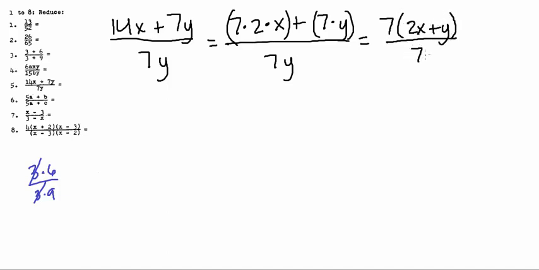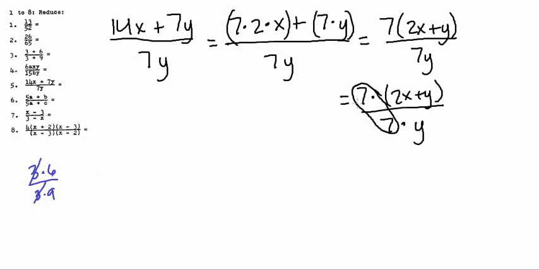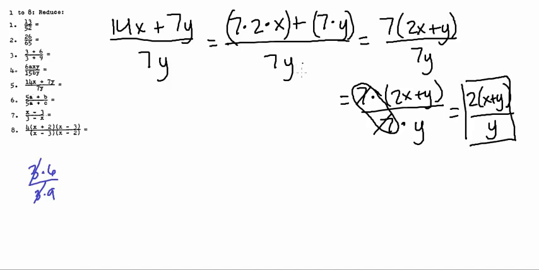All over 7y. And we can do that because if we were to multiply the 7 back in, or distribute it back in, 7 times 2x is our original 14x, and then 7 times y is our original 7y. So now what we have is 7 times 2x plus y over 7 times y, and again we have this common 7 here. We can cancel it out, and then we are left with 2x plus y over y, and that there is our final answer.